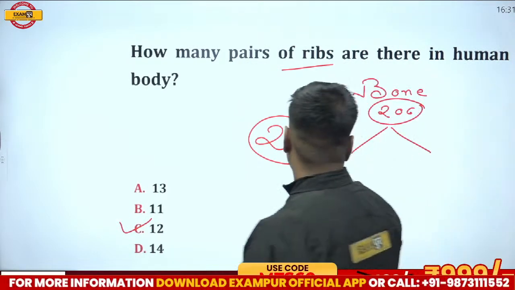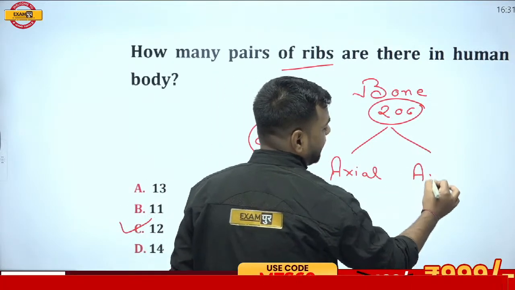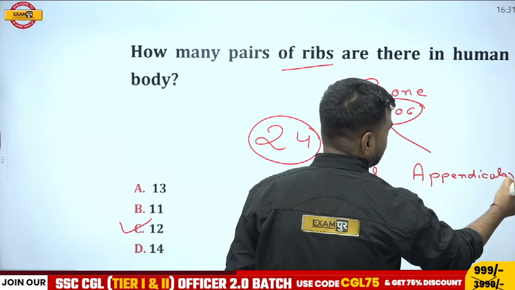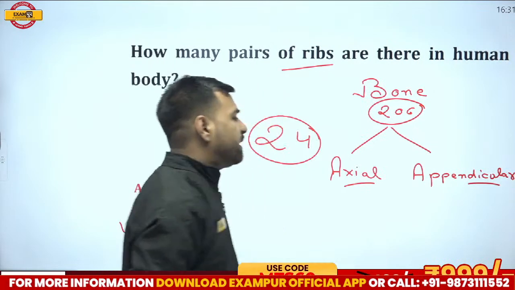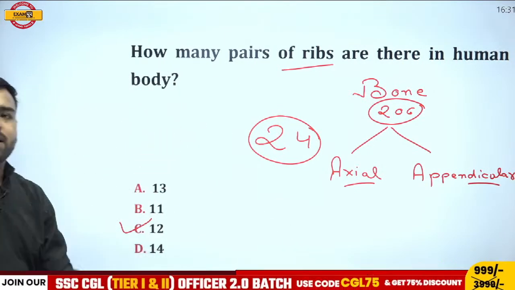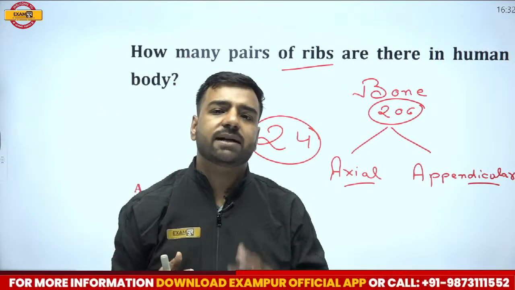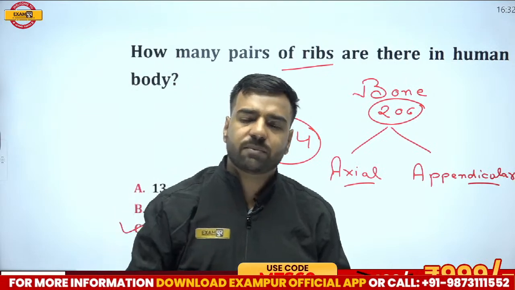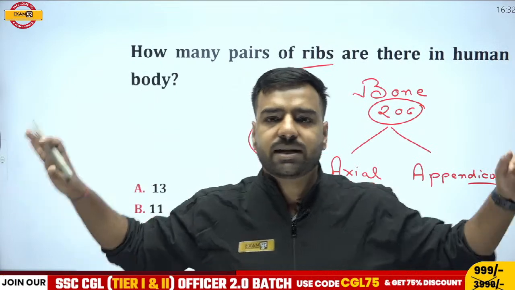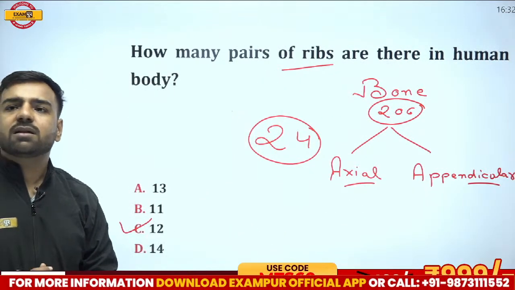One is the axial part and another one is the appendicular part. So we'll try to relate it so you can directly have a look. In the axial part, all those bones which are present, that is your cranial part, facial part, then your ribs part, they all are coming in the axial part. But in the appendicular, we have the outermost part, that is your limbs part. So yes, 12 would be the correct answer over here, 12 pairs.